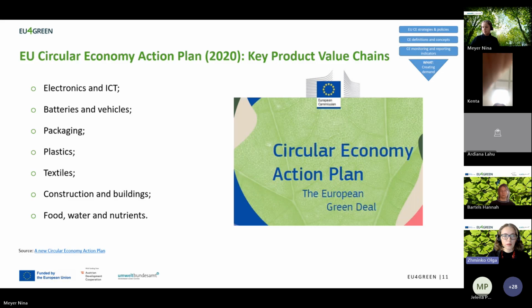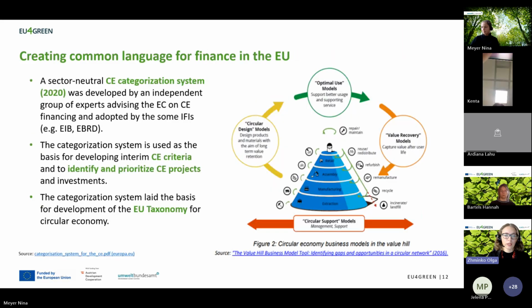So this is also answering the question of what, and creating demand. Next slide, please. And then when we look at the finance sector, the European Commission created a circular economy categorization system in 2020. You can see on the right the R's: repair, reuse, redistribution, refurbish. It also has three phases: the circular design model, the same as before use; the optimal use model, which would be during use; and the value recovery model, which would be after use.